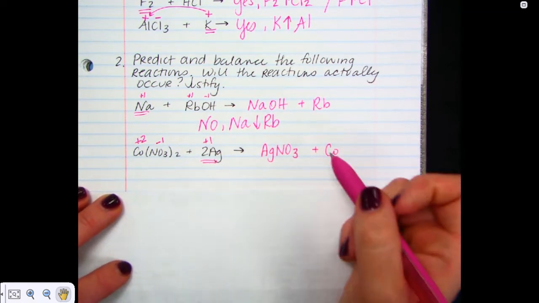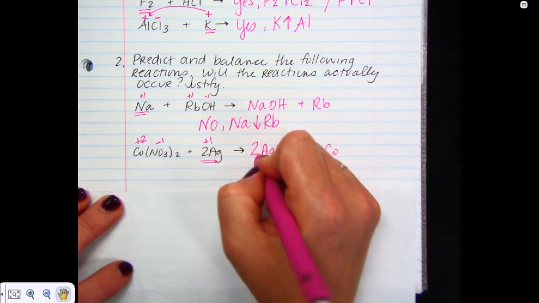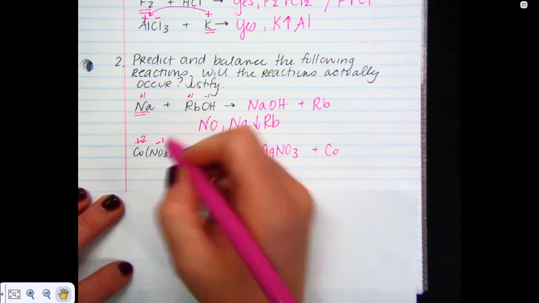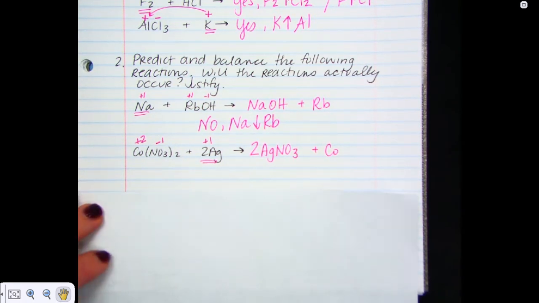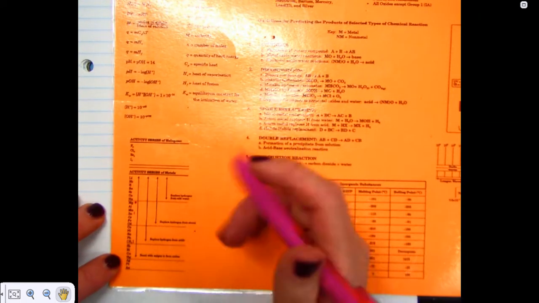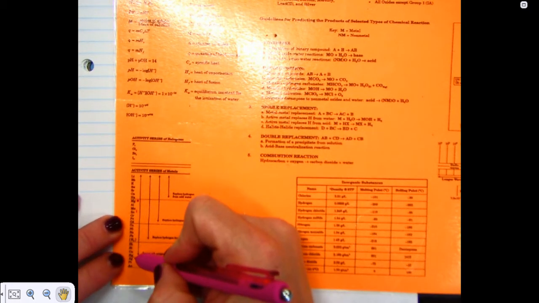Then I need to take care of my balancing. I have 2 silvers, so if I put a 2 here, that's going to give me 2 nitrates. I have 2 nitrates and 1 cobalt, so we're good. Will this occur? All right, go to my list. Find cobalt. Here's cobalt. Look down. There's silver. Silver's way down there.